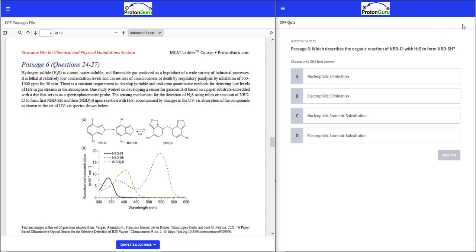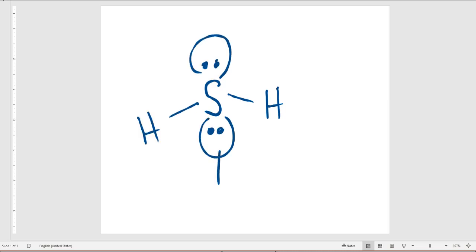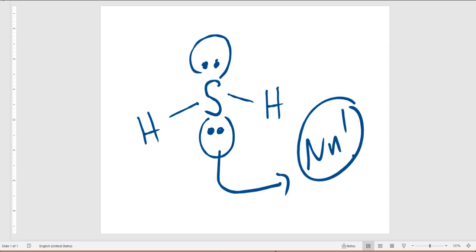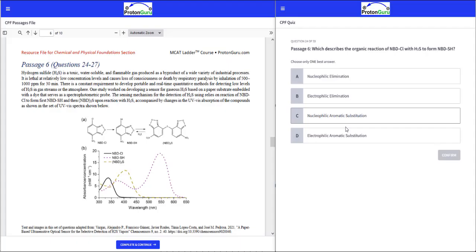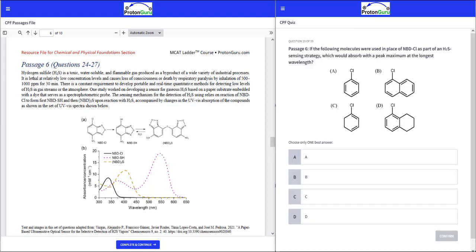H2S has a nice lone pair on the sulfur. So you could look at the periodic table and see that sulfur is in the same column as oxygen. If we draw out H2S, you have these nice lone pairs. Remember that a nucleophile donates electrons to something, so that would be considered a good nucleophile. This is what allows us to call this a nucleophilic aromatic substitution rather than electrophilic aromatic substitution.